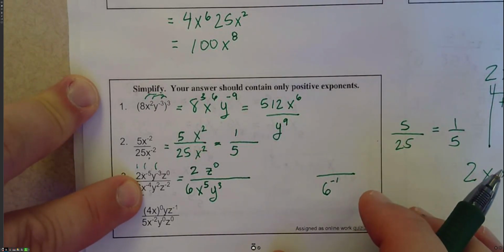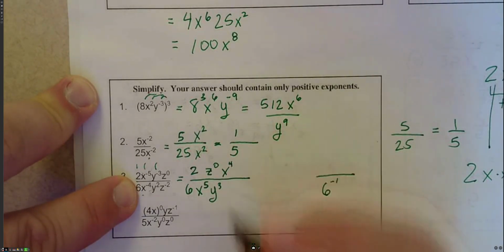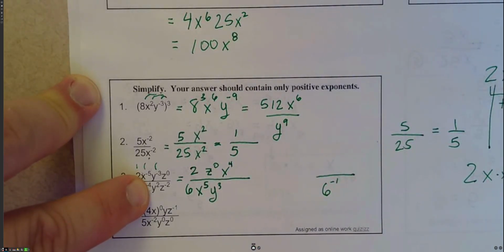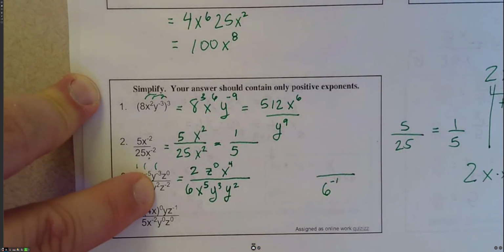Wait, I'm confused on the why part. Let me finish this step and then we can ask questions. So I took care of all the top. X to the negative fourth needs to go upstairs and become x to the fourth. Y squared stays down. Z to the negative 2 goes up.